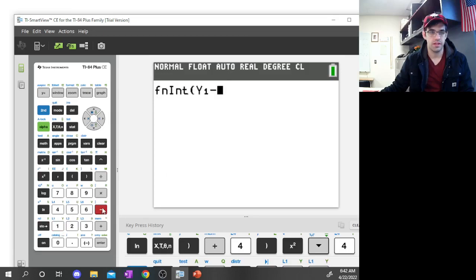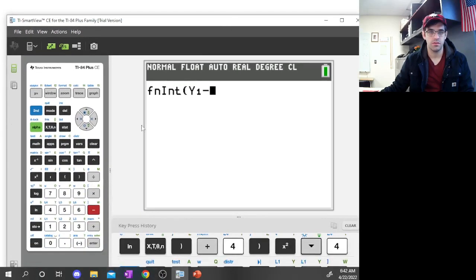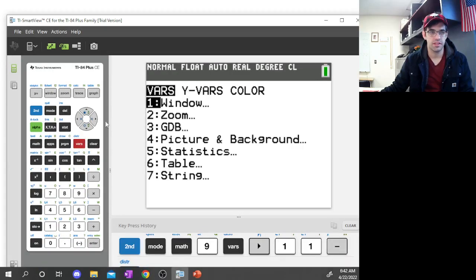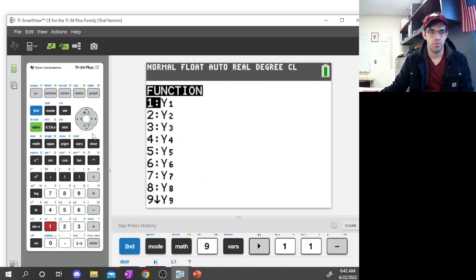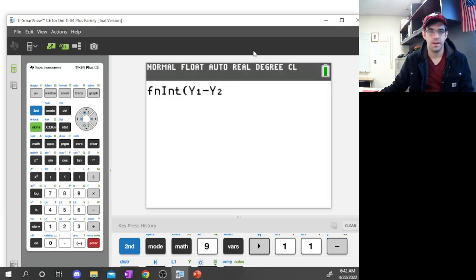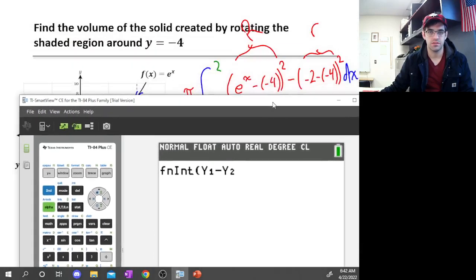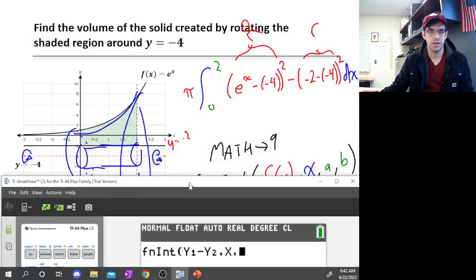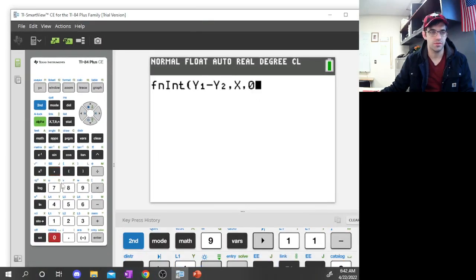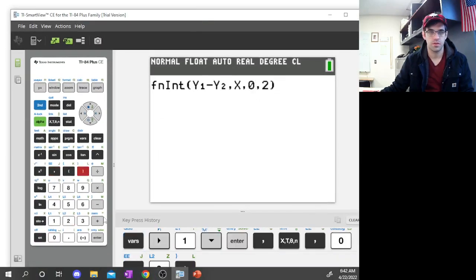And I'm going to pick subtract our y2, which is just 4. So I could just write 4 right now. But for the sake of showing you y vars again, go vars, scroll over to y vars, pick function, and then y2 is programmed as 4. So we're just going to do that. Alright, so there's our big R minus little r squared. We're going to go comma. We're integrating with respect to x. Our lower bound is 0, and our upper bound is 2. Alright, so we'll type that in, we'll get that answer.